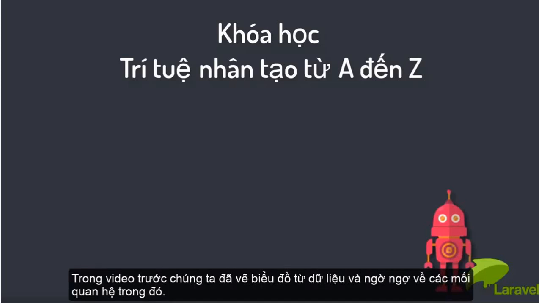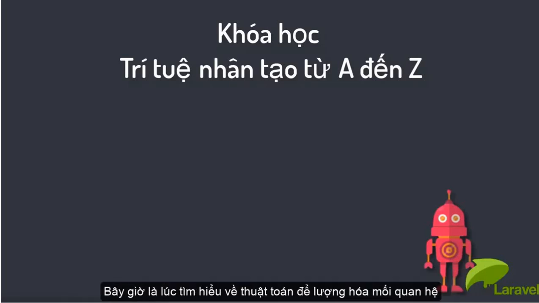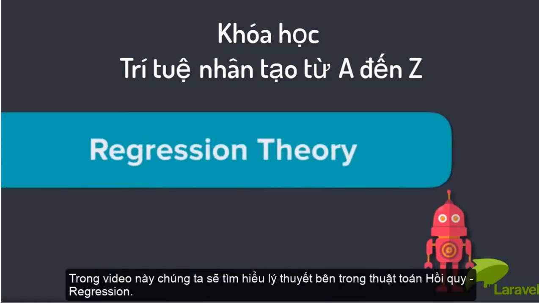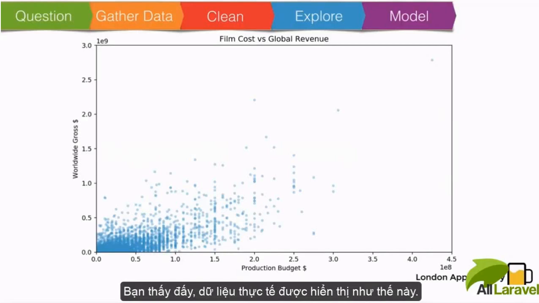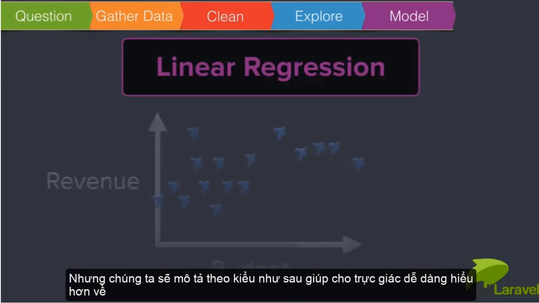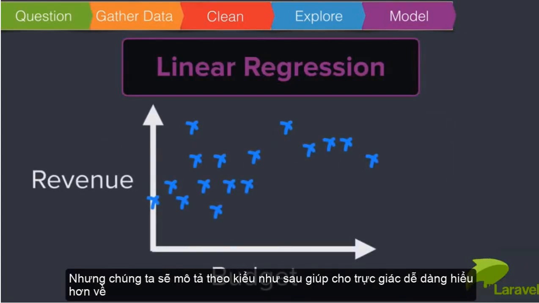Alright, so we've plotted our data and we suspected there's a relationship there. Now it's time to talk about the algorithm that we will use to help quantify this relationship between budget and revenue. In this lesson, we're going to talk about the theory behind regression. So we know what our real data will look like, but let's illustrate what the algorithm will do with a stylized example to help build our intuition.